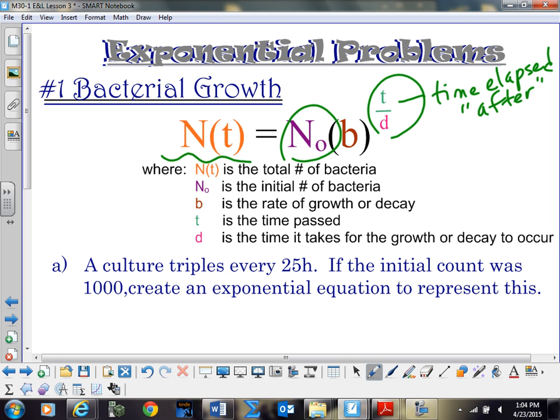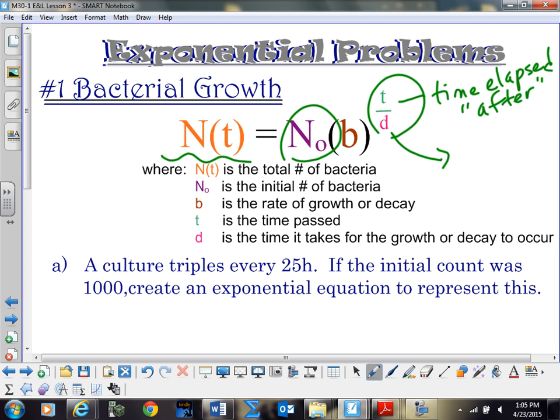So many word problems say after 3 days, after 4 hours, after 7 minutes. So for time elapsed, the word after is so often used in the problems that that's a big tip, that that's the T value. Now D value, they have to be in the same units. Really important. If we're talking years, T and D are both in years. Minutes, they're both in minutes.